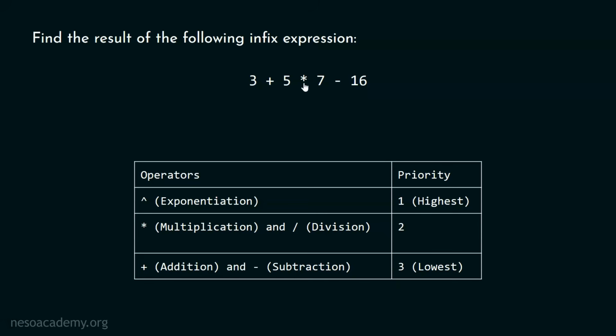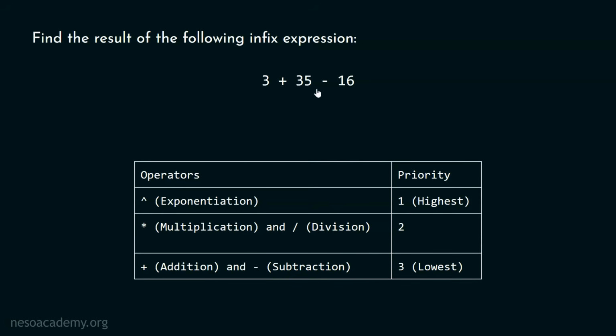We know that multiplication has the higher priority. Therefore we'll perform this first. 5 into 7 is 35. Now we have addition and subtraction. Now there is one problem. Which one will we perform first? Shall we perform subtraction first or addition first? They both have the same priority.